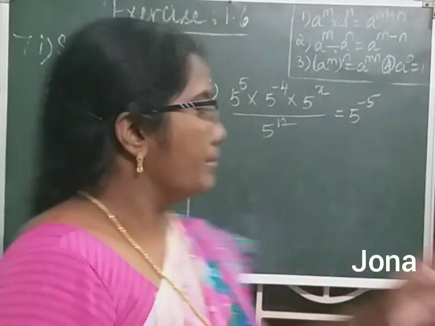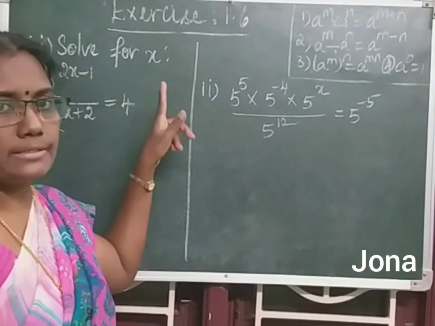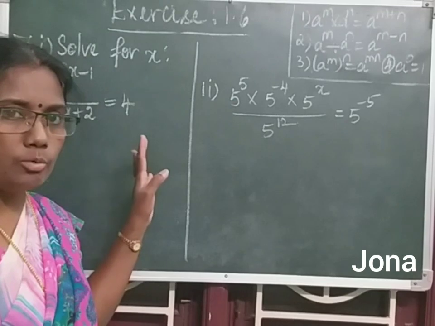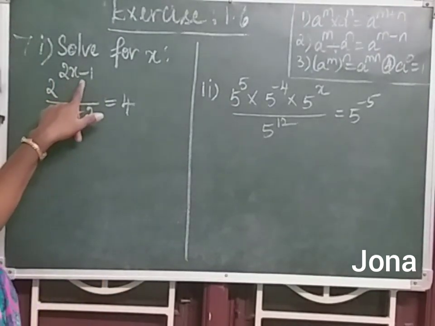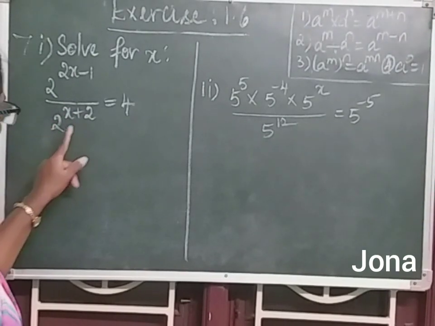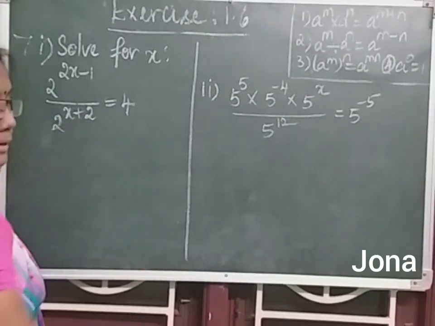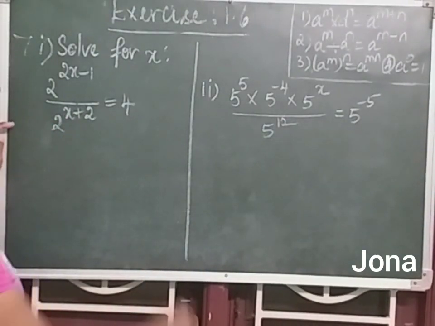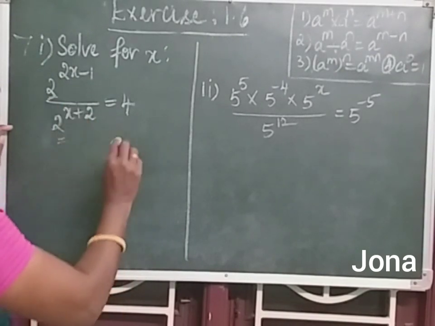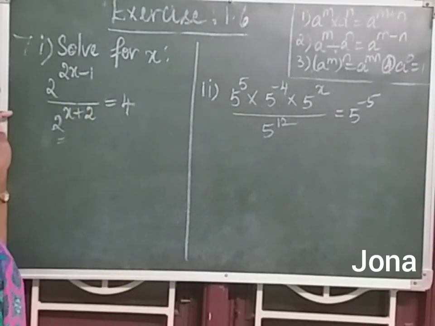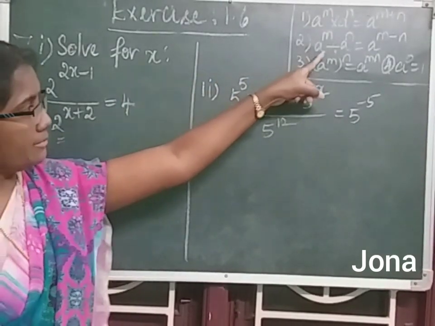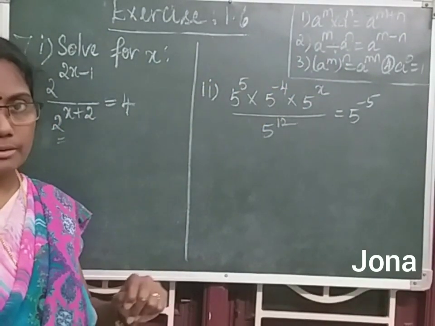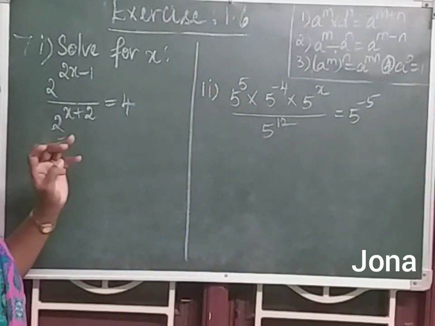Okay, and the sum: solve for x. That means we want to find the value of x here. 2 power (2x minus 1) divided by 2 power (x plus 2) equal to 4. Okay, here the base is 2 and here also the base is 2. This is in division form. When it is in division, we have to subtract the powers, isn't it? So we are going to use the second one.